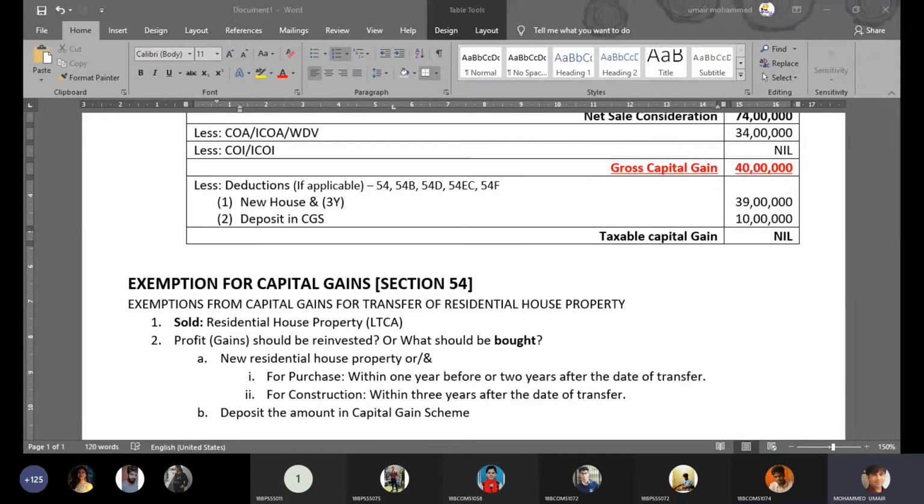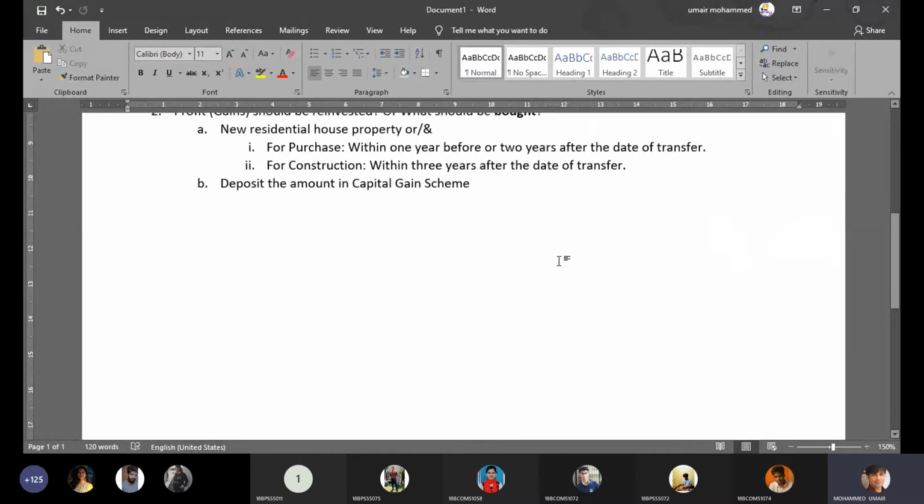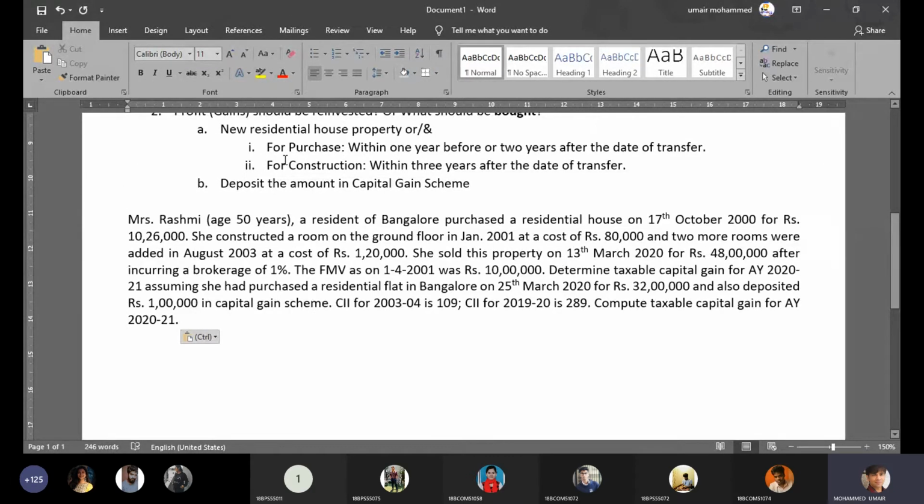Now let's quickly move on to the question which is there in your study material. I want you to look at the question in your study material. I think it's on page number 12. Anyways, I'll just put the question here. Section 54.